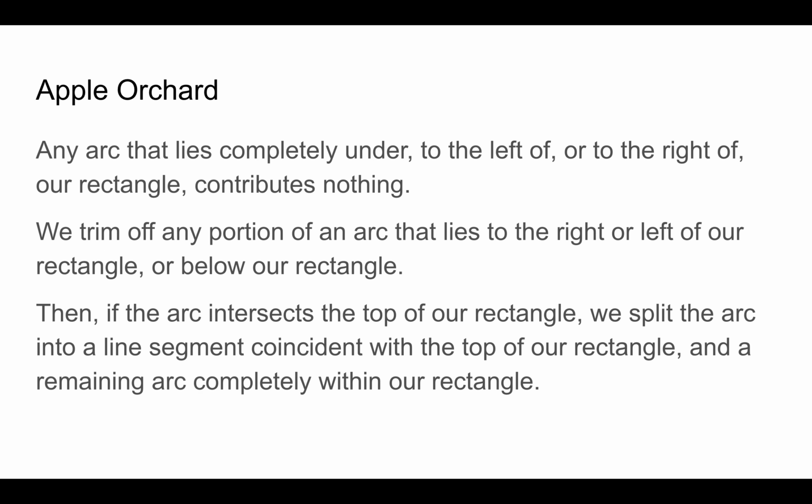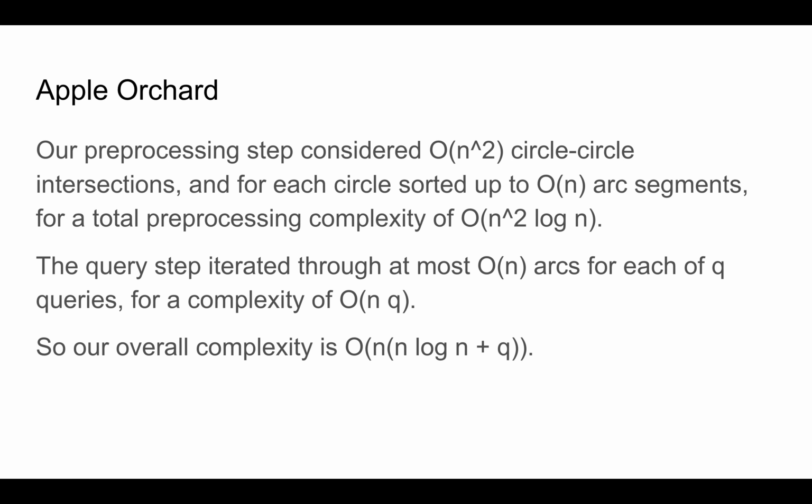Now, if an arc intersects the top of our rectangle, then we need to split the arc into a line segment that is part of the top of the rectangle and any remaining curved portion that lies completely within our rectangle, and we add those areas separately. So that's the whole thing.